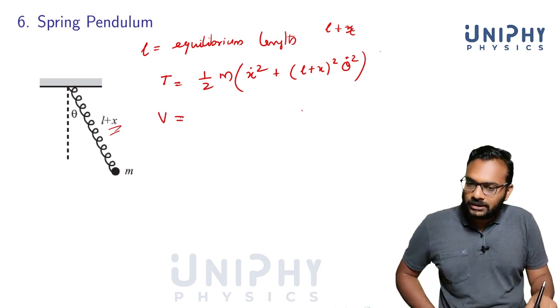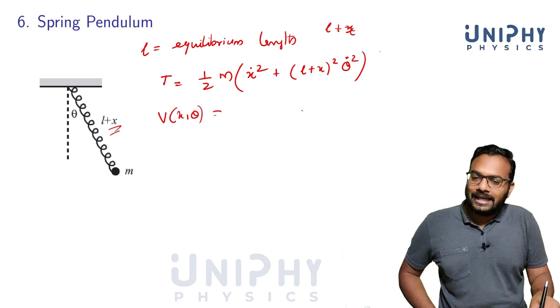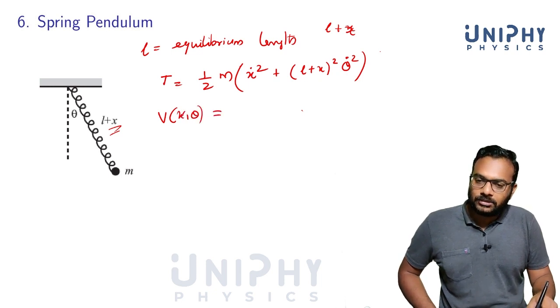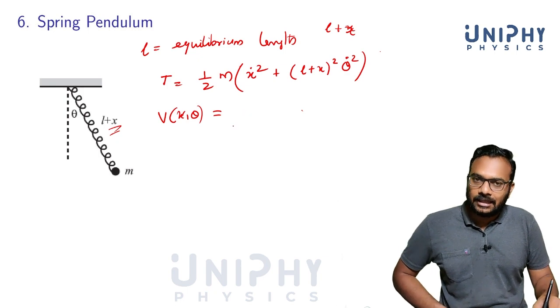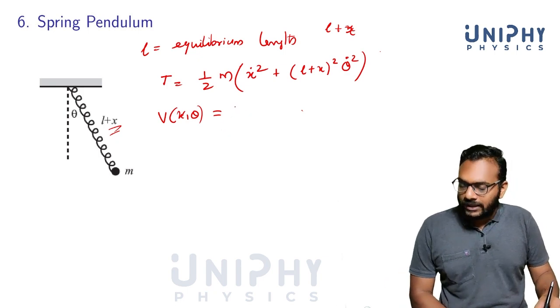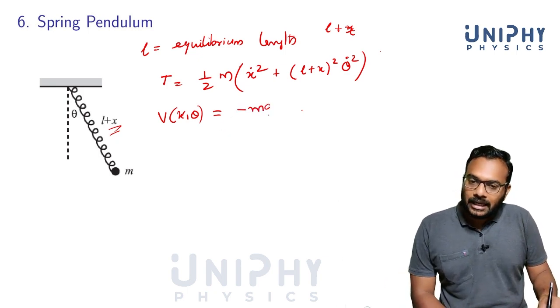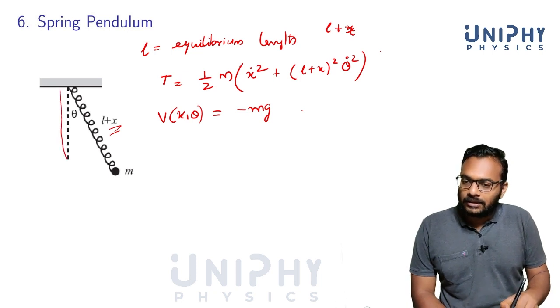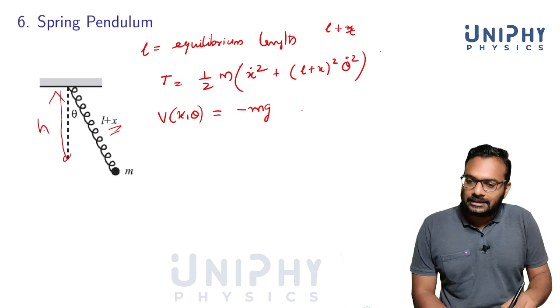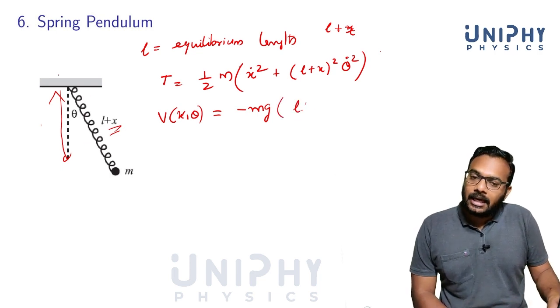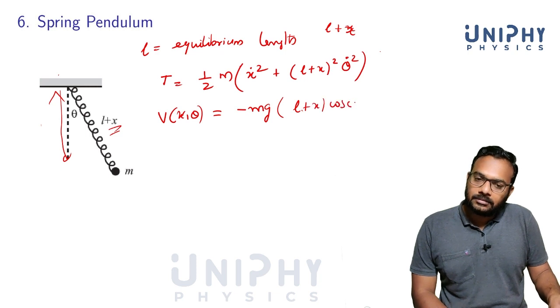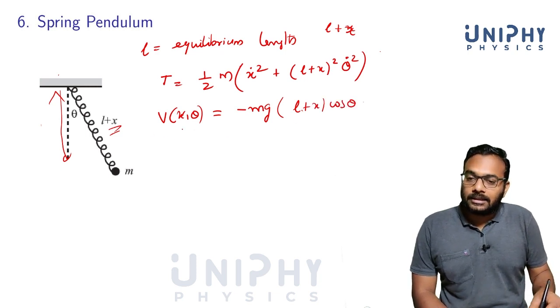So V becomes, it depends on x and theta. We have to write it in terms of x and theta because x and theta are our generalized coordinates. So V of x comma theta becomes minus mgh, this height. Because this is 0, it becomes minus. So minus mg, and what's this height? It's (L plus x) cos theta. And that's only the gravitational part.